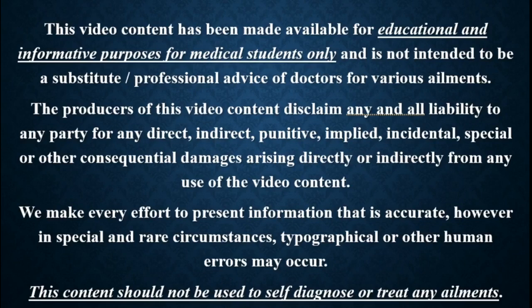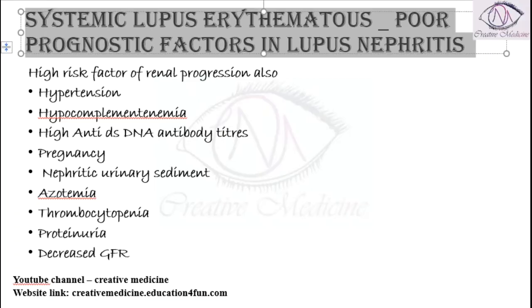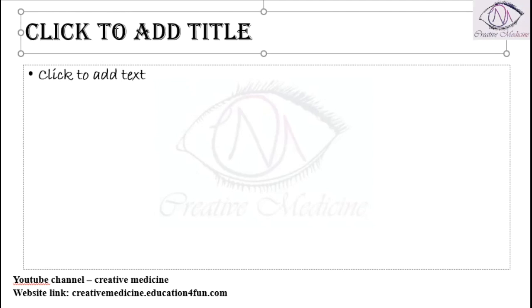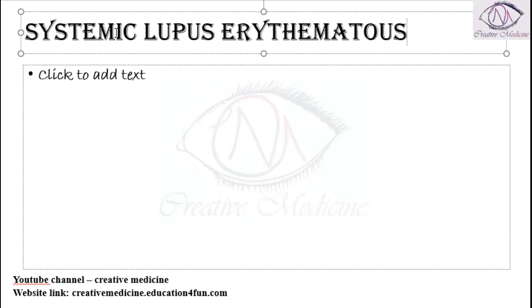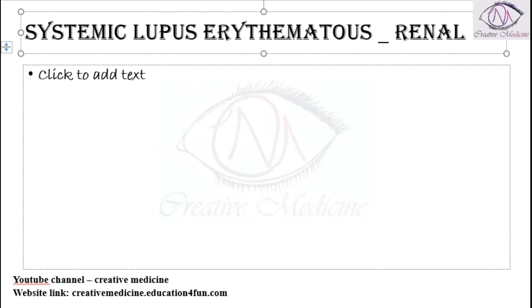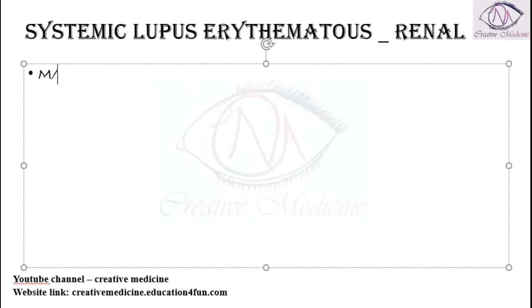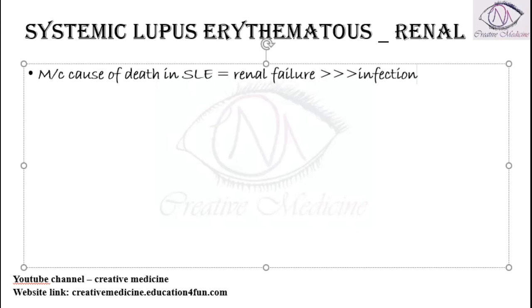In this lecture, we will learn about systemic lupus erythematosus, and some important renal points. What is the most common cause of death in systemic lupus erythematosus? The most common cause of death in systemic lupus erythematosus is renal failure followed by infection.